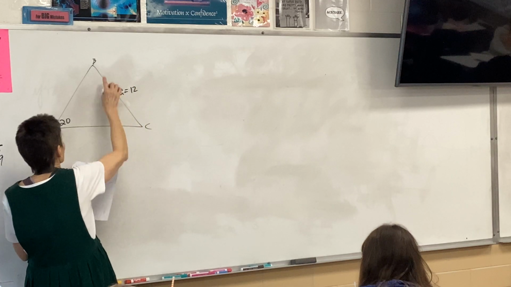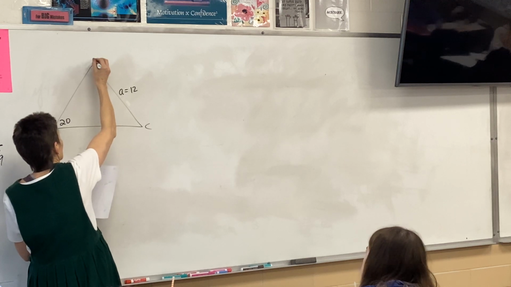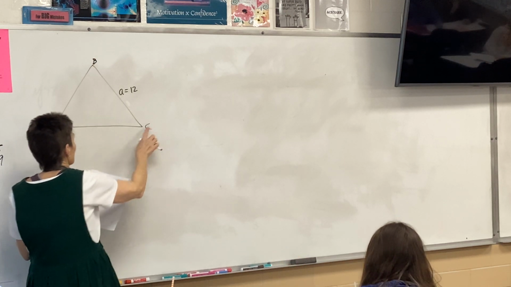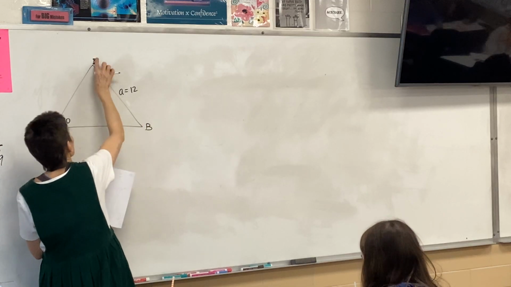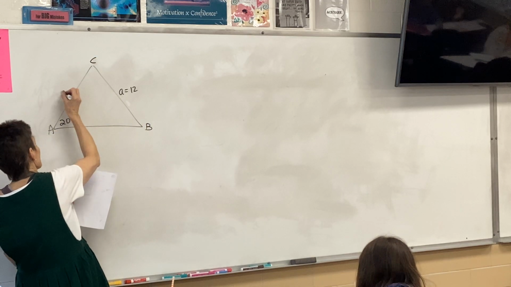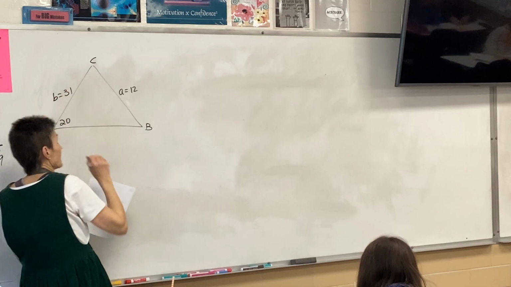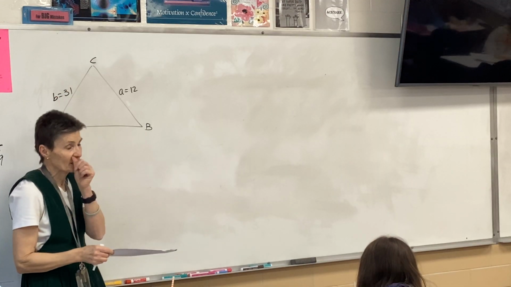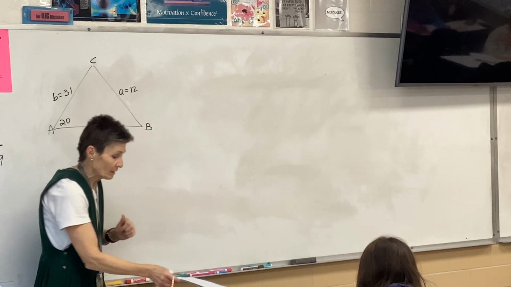And might be easier for me to put B. Let me put B there. That might be easier for you. And side B is 31. It doesn't make a bit of difference. I'm just trying to keep everything set up as easy as I can for you. Okay?